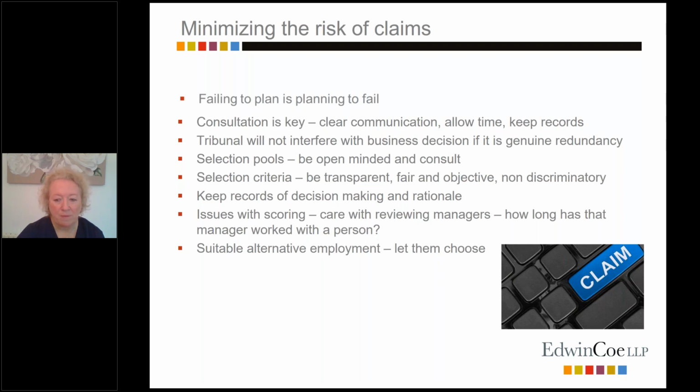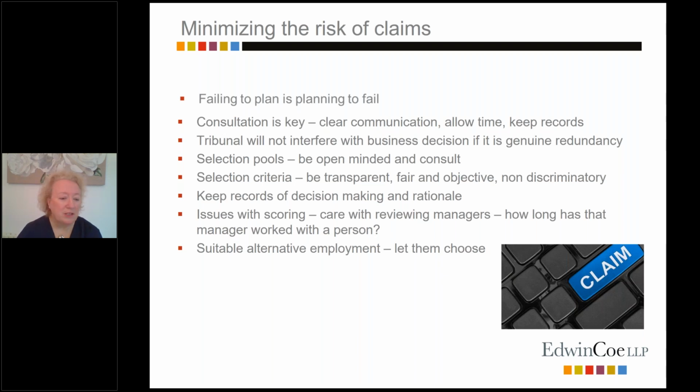redundancy situation. So, in relation to selection pools, consult employees or unions if you have to do that. Be open-minded and again, be prepared to justify your decisions. Selection criteria, the watchwords there, as we've discussed: transparent, fair, objective, and obviously not discriminatory. Make sure you keep records of your decision making and your rationale. Scoring issues, take great care with the managers who are doing the scoring and then reviewing the scores, particularly where there's any scope for subjective interpretation. And just when you're thinking about the relevant managers, do consider how long that manager's worked with a person and the right person doing the scoring.